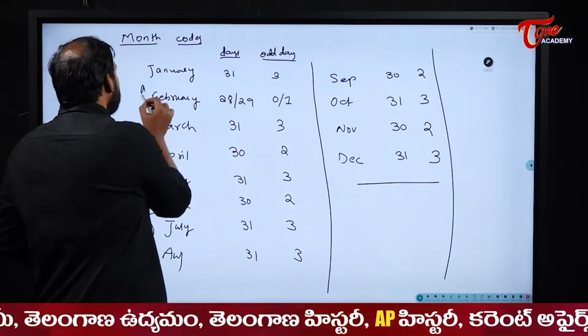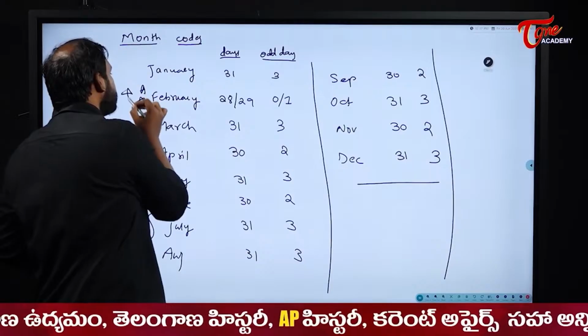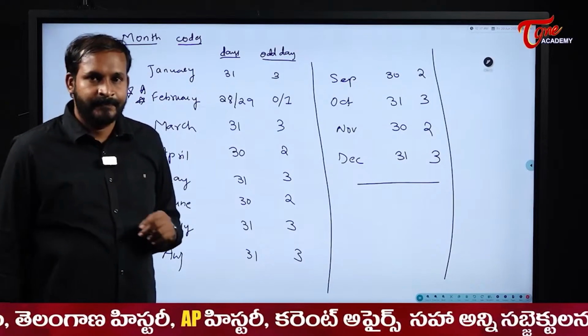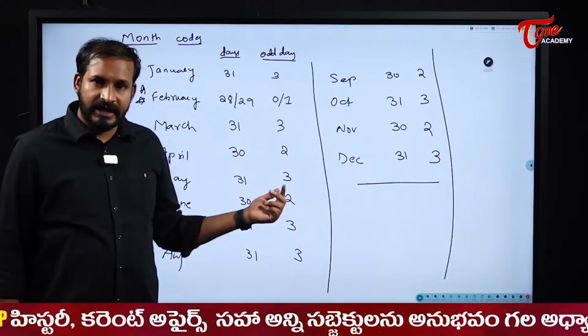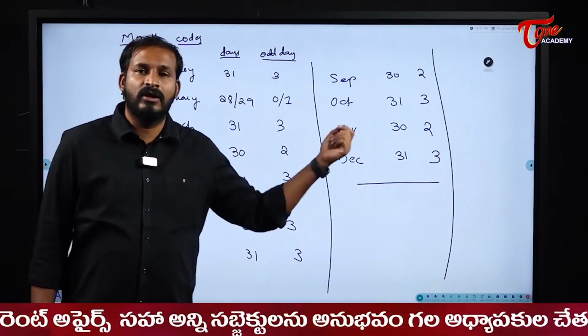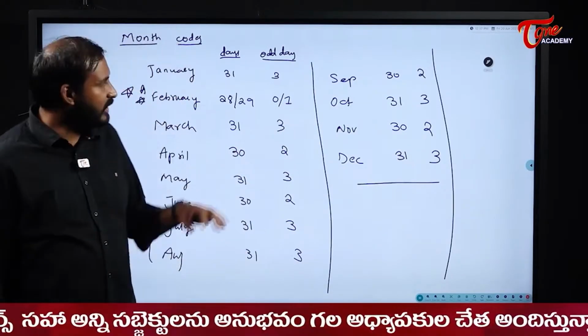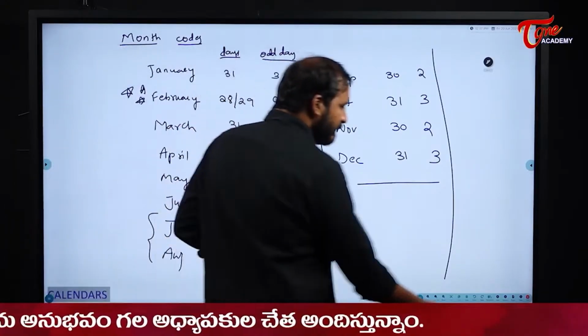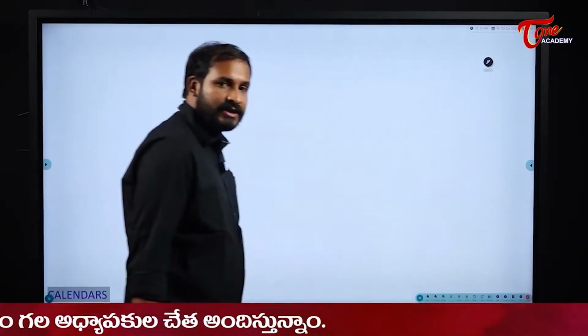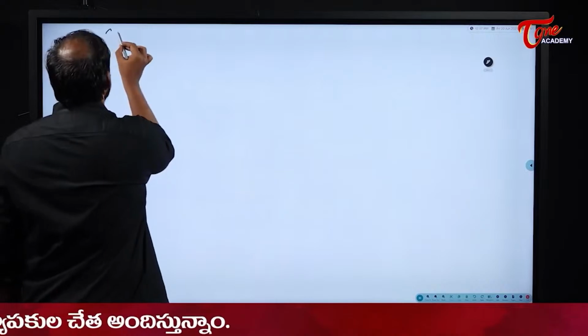Why? Because the number of days in February also changes based on the type of year. If it is a normal year, it will have 28 days. If it is a leap year, it will have 29 days. Because of that reason, 0 or 1 odd days. Okay. So we have seen the day codes and the month codes. Next we will see the century code.